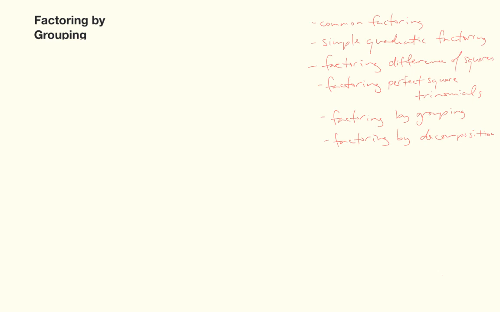Today we're going to be factoring by grouping, and then you will use this skill actually immediately afterwards in the final type of factoring by decomposition. But factoring by grouping, and again, because pattern recognition is so important, some of these are pretty easy to recognize. Factoring by grouping is fairly easy to spot because it usually involves a polynomial that has four terms. So a four-term polynomial is usually involved.